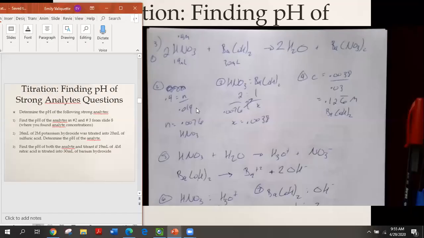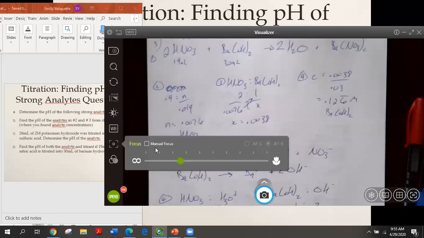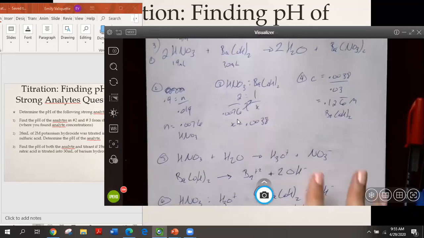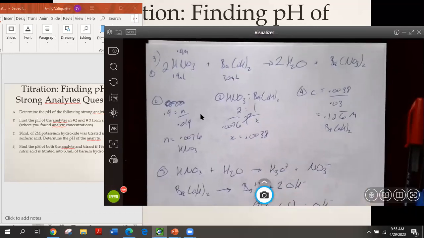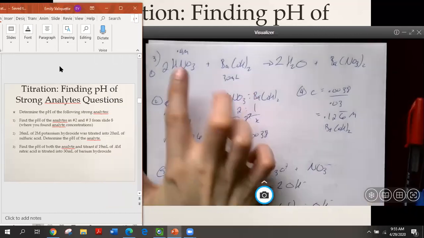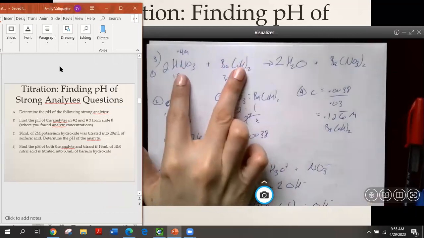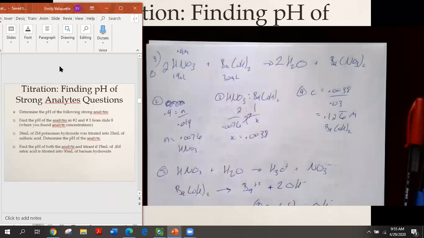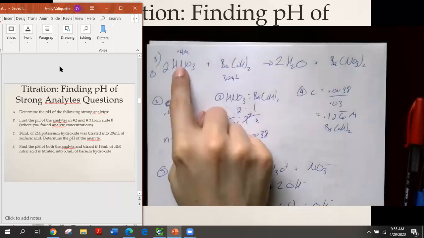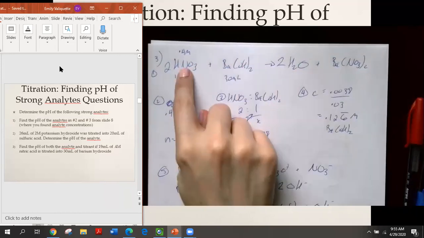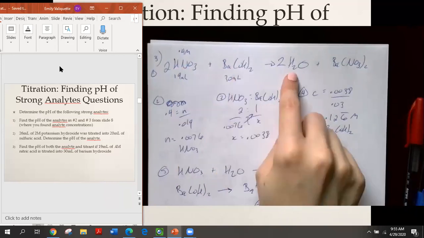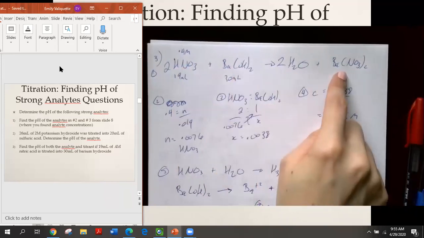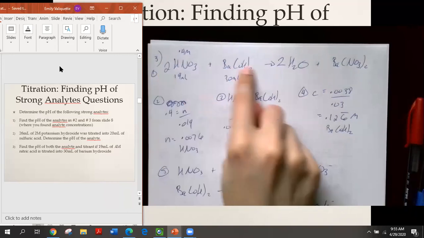Okay, and this last one, it isn't any more complicated than what we just did, but it is more steps, because this time it is asking you for the pH of both the analyte and the titrant. So we're going to start the same way. Start with our balanced chemical equation, nitric acid reacting with barium hydroxide to make water and barium nitrate. Balance it by putting some 2's in.